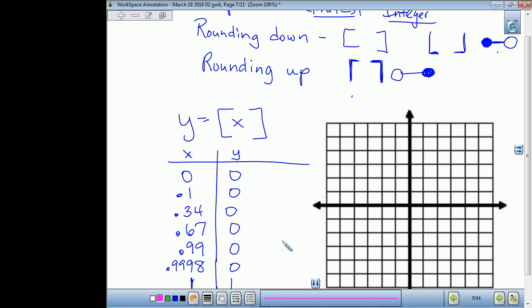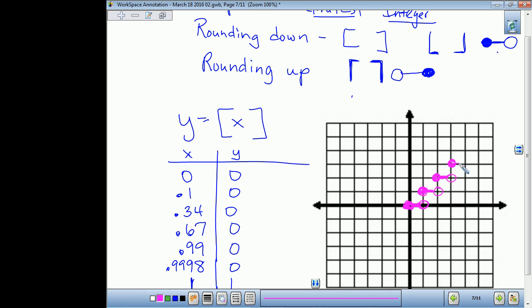So everything along here, 0 is 0. Every other little point along this path rounds to 0 until I get to 1. And then what happens? It's open and it jumps up to 1. Everything between 1 and 2 rounds down to a y value of 1, until I get to 2. Then it jumps up to 2. Everything rounds down to 2 between 2 and 3, until I get to 3, and then it jumps.